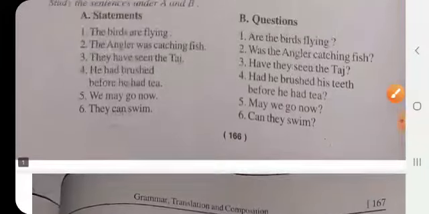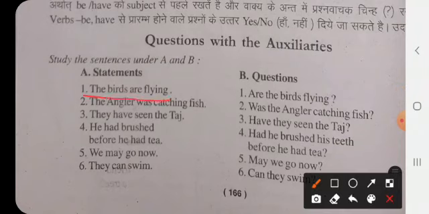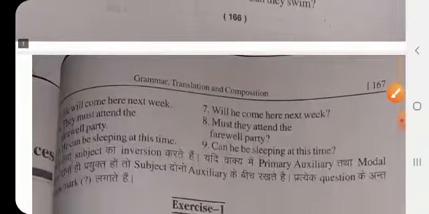Now coming on to our next part, the questions with the auxiliaries. Just now I have explained the same thing to you, that we have just interchanged the subject with the auxiliary verb. Now, the birds are flying. Are the birds flying? The angler was catching fish. Was the angler catching fish? So simply what we have done is interchanged the helping verb or the auxiliary verb with the subject and made an interrogative sentence.